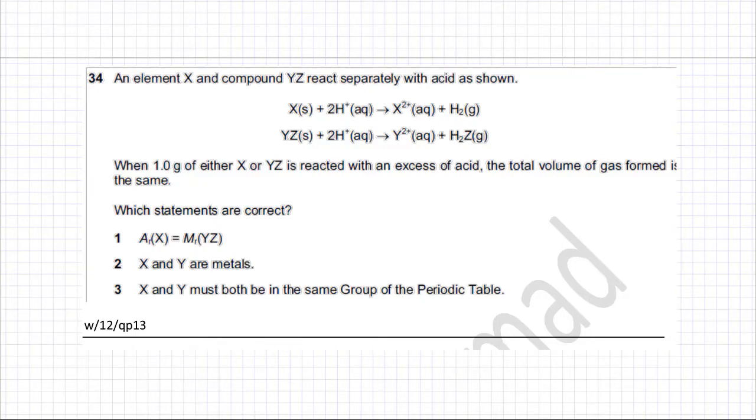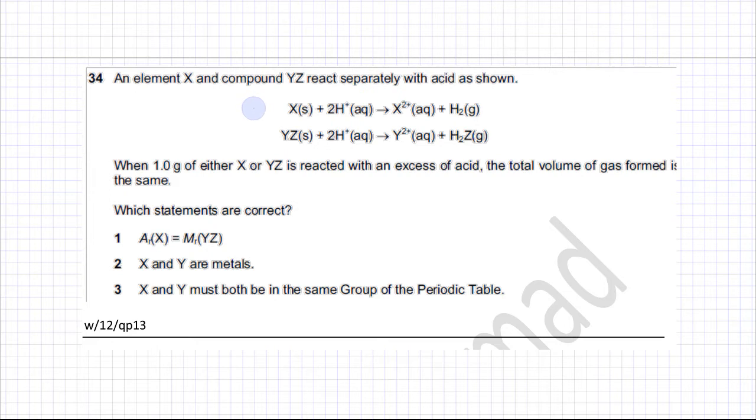In the following question, you're given reactions of an element which is X and a compound which is YZ. So X is given, YZ is given, and the reaction with an acid is given. So the equation is given for the reaction, and he's saying that 1 gram of either X or YZ is reacted, which basically means both of them have the same mass.